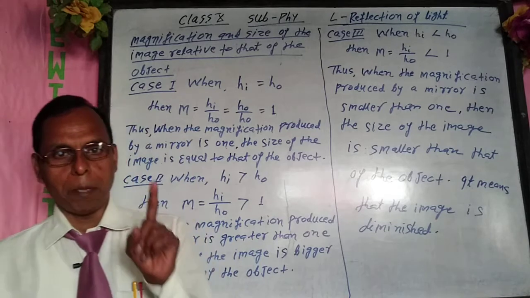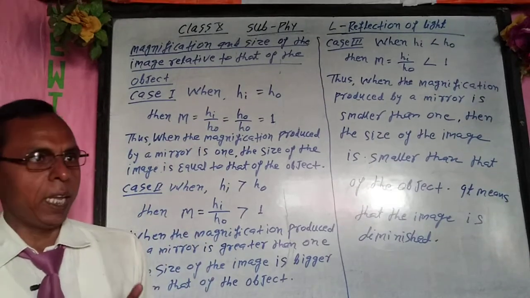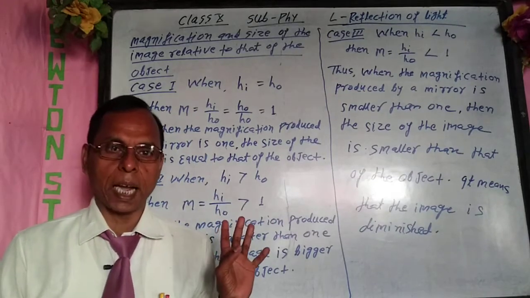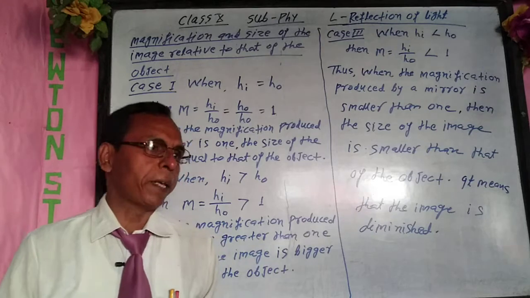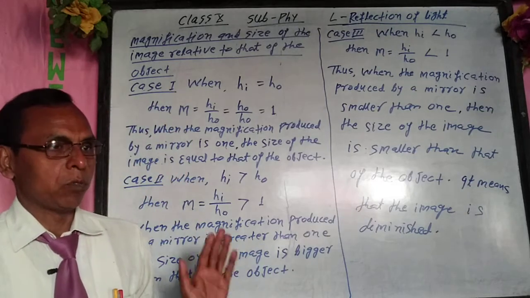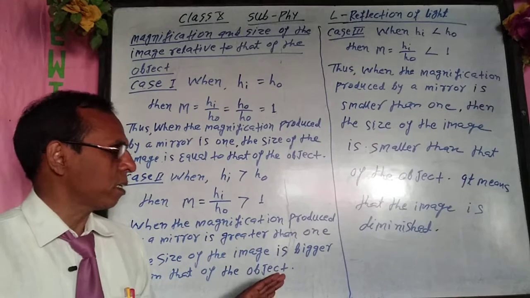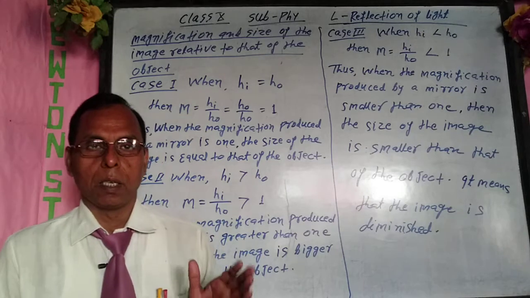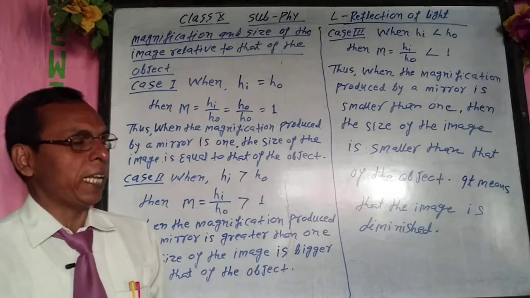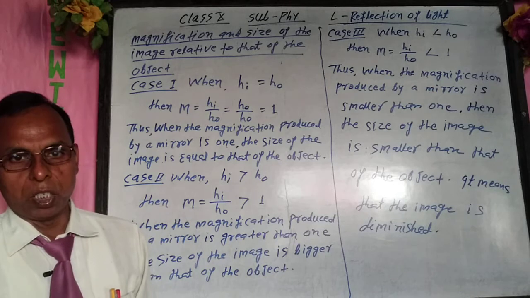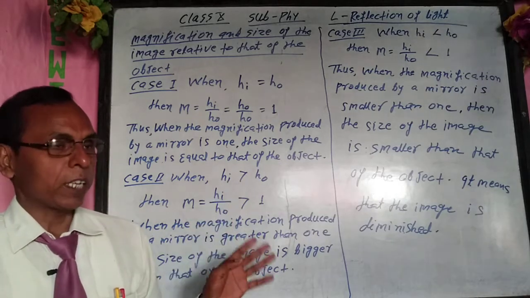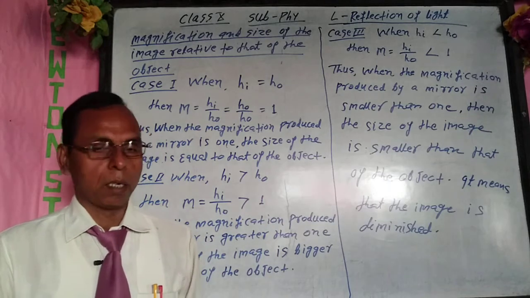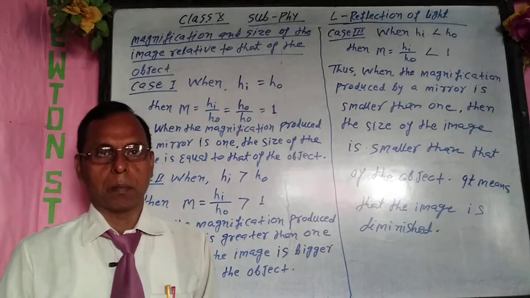If the magnification is 1, then the image height is equal to object height. When magnification is greater than 1, then the image height is greater than the object height. When magnification is less than 1, then the image height is smaller than that of the object height.